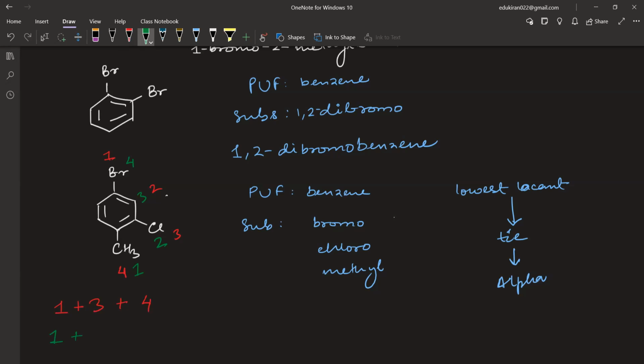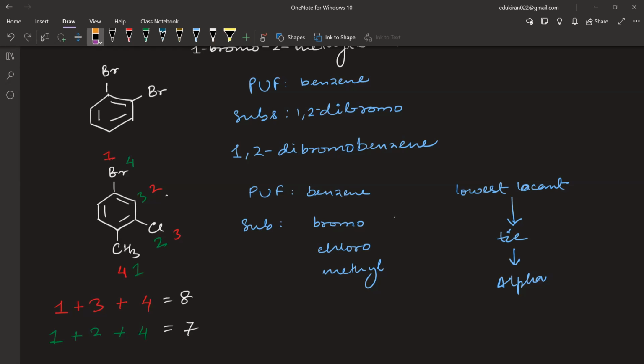1 plus 2 and 4. So tell me what are the sums? This is 8 and this is 7. So which is the lowest? The lowest locant is in the green one. So we will use the green one. Is this clear? Yes or no? Please tell me. Yes, sir.